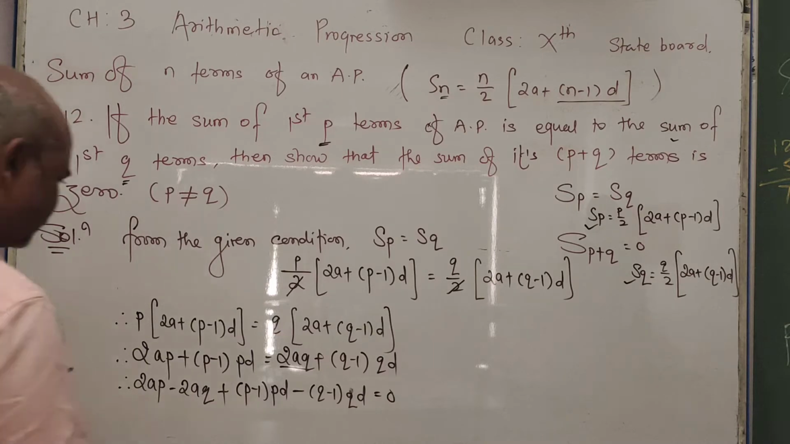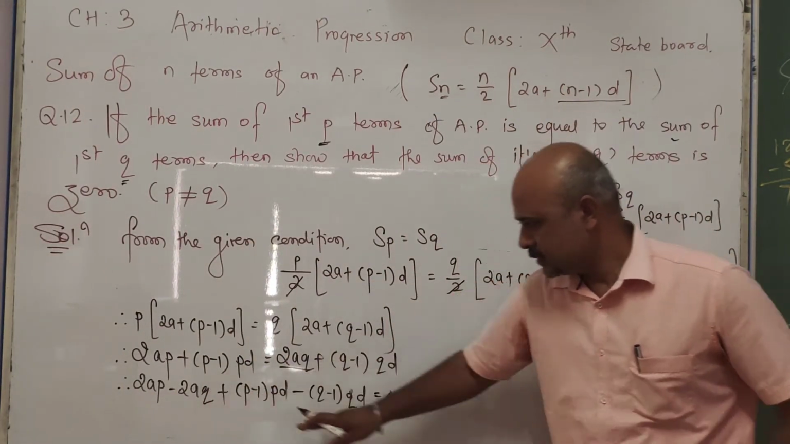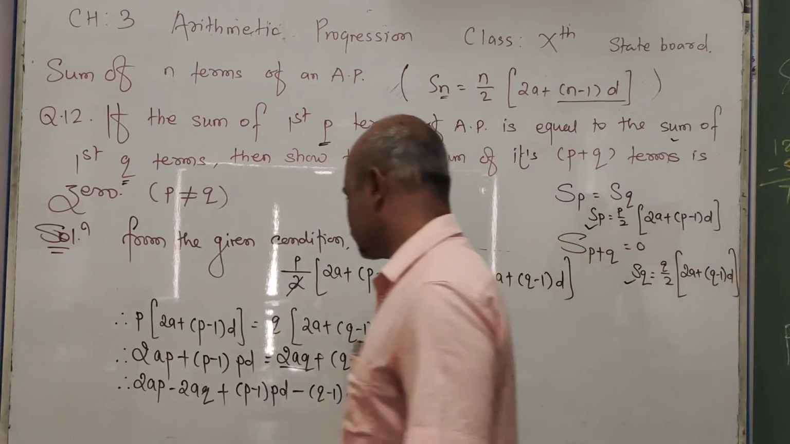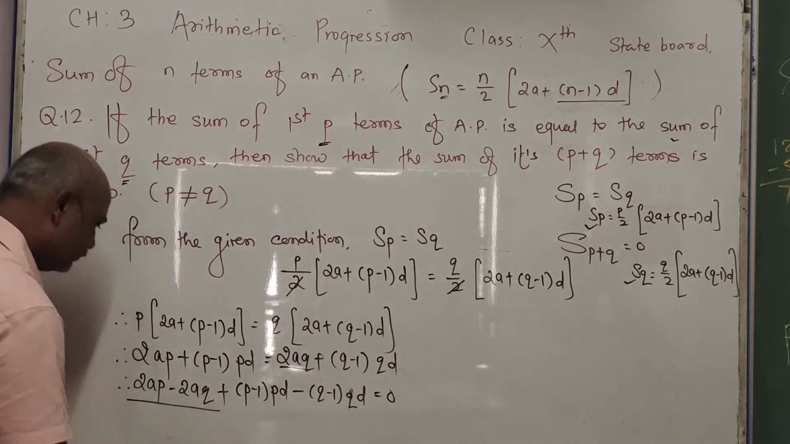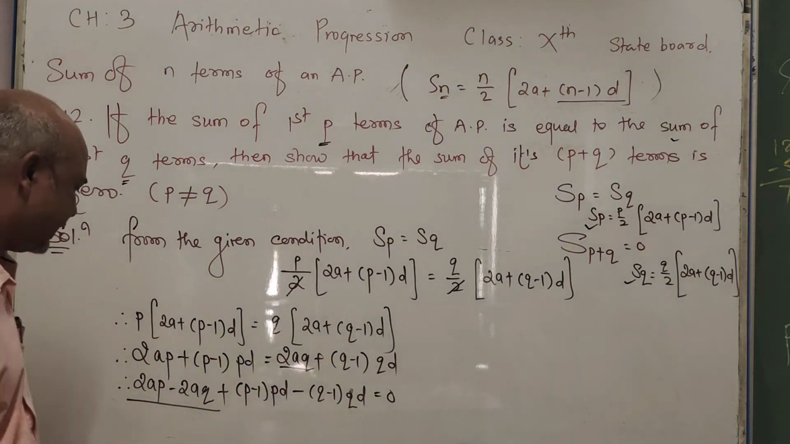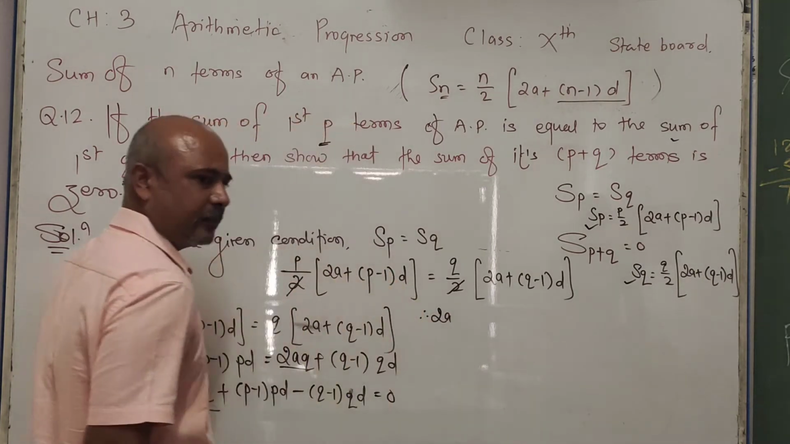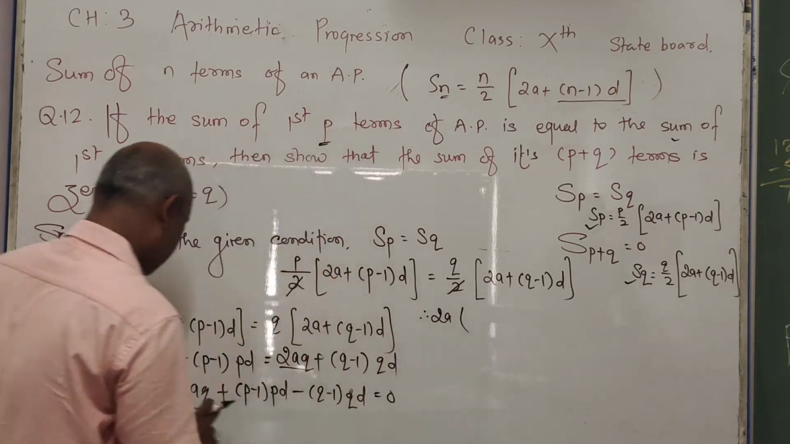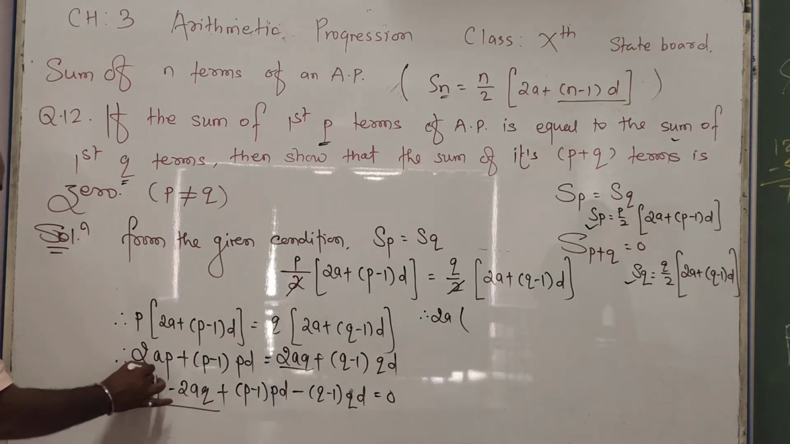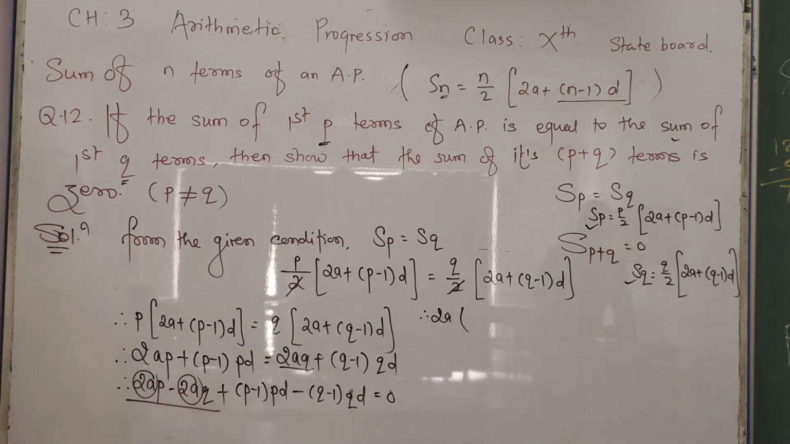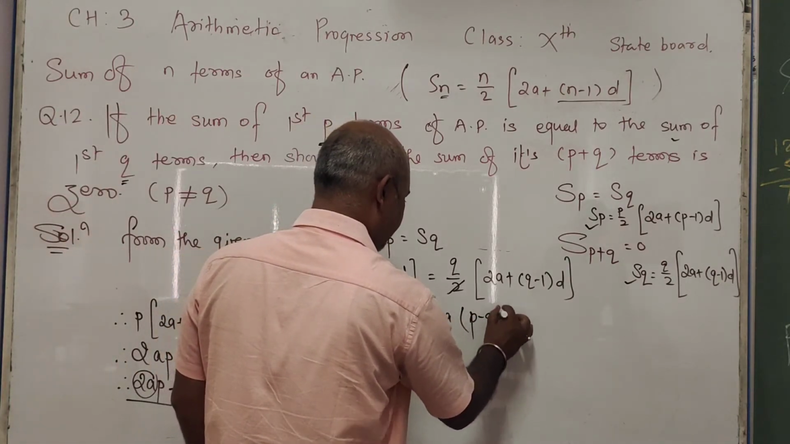Now student, we will simplify this. Just see here, this is the first term. What is common in the first term? We will take 2a as common. There we will take 2a as common, and you will get, student, 2a and 2a is common, so what you will get is p minus q. So write here p minus q.